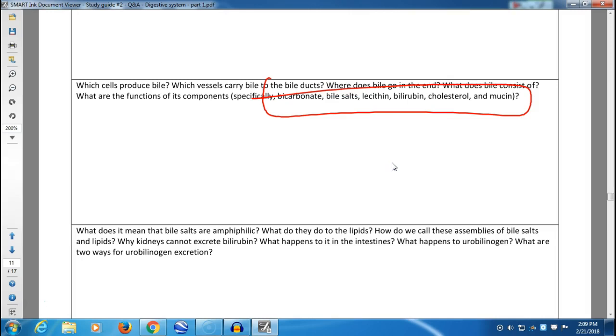It's a product of degradation of red blood cells, heme, component of red blood cells. So bilirubin has to be excreted in bile because it is attached to the albumin in the blood and cannot be excreted by liver.